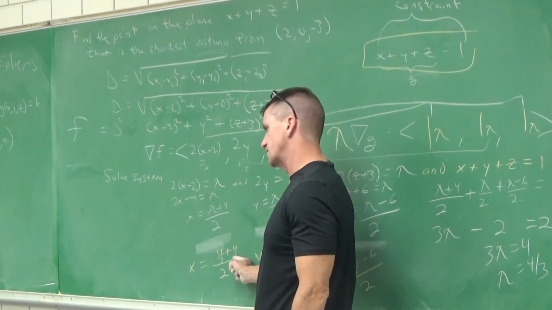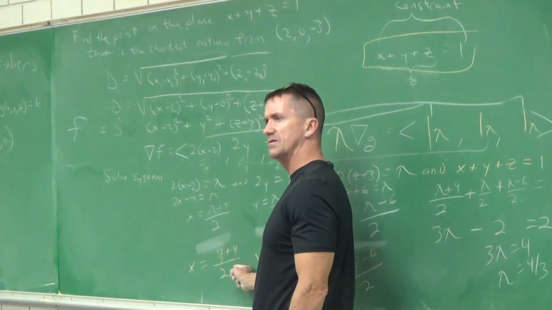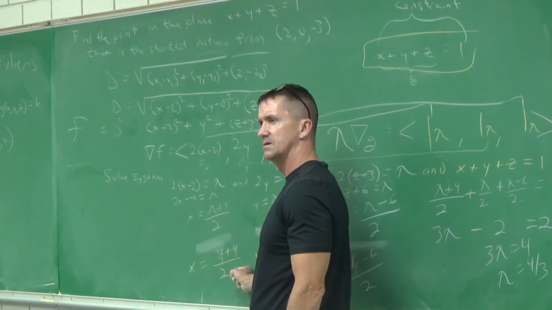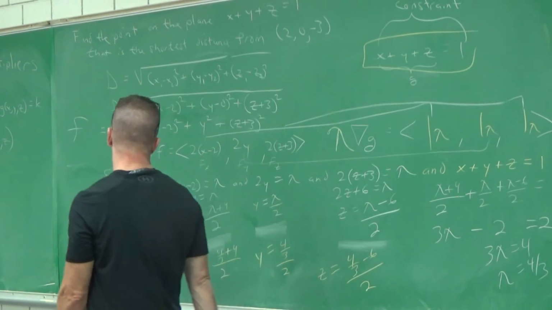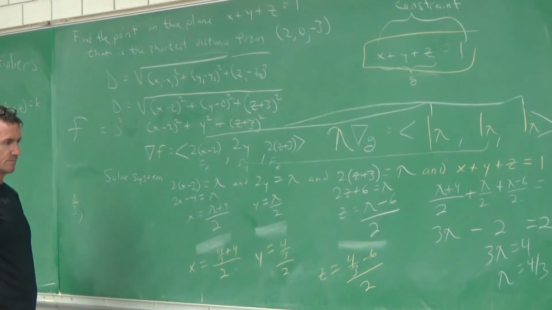4/3 plus 12/3 is 16/3, over 2. 16 over 6, what's that reduce to? 8/3. Is that 8/3? Mhm. Someone hear that? What's y equal to?